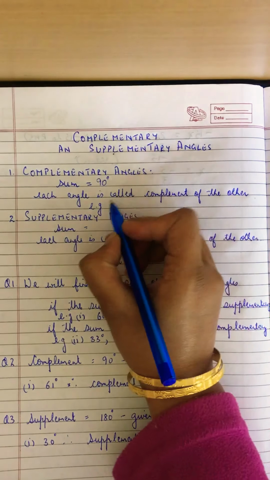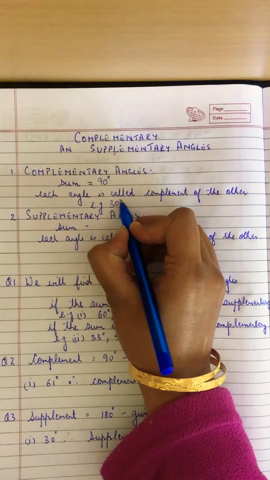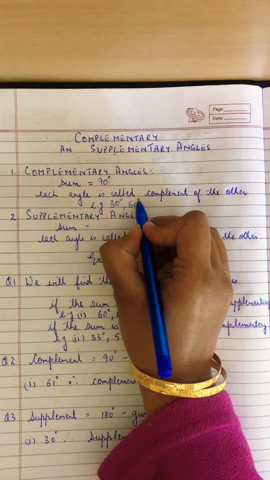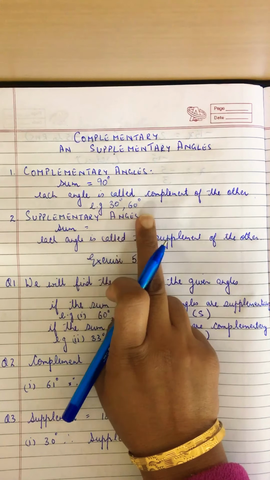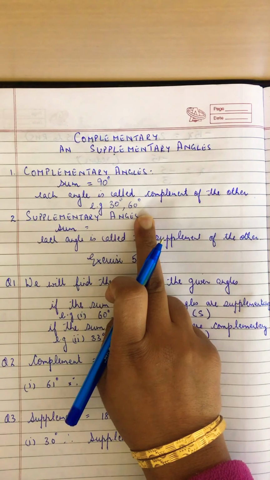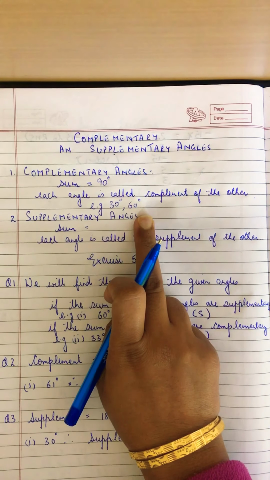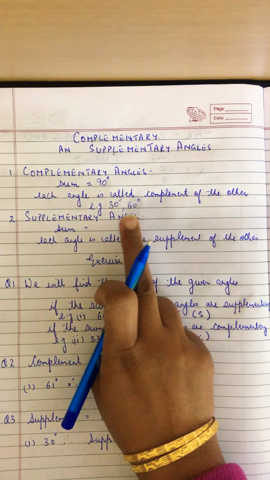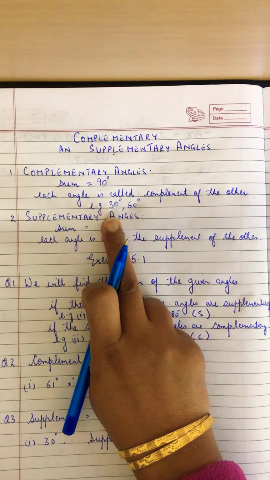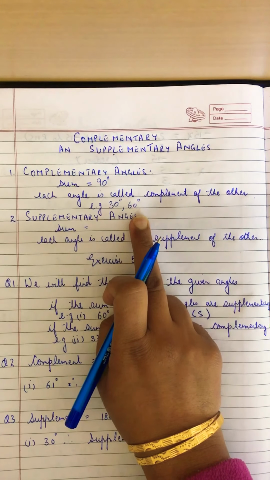For example, 30 degrees and 60 degrees. The sum of these two angles, 30 plus 60, is 90 degrees. Therefore, they are called complementary angles. And if I ask you what is the complement of 30 degrees? The complement of 30 degrees is 60 degrees.